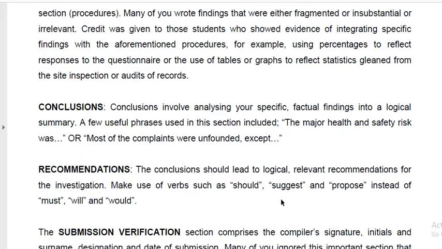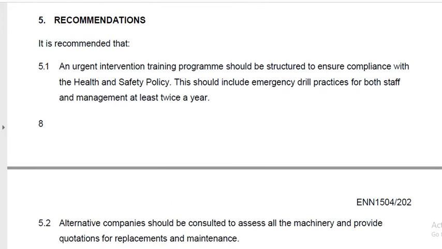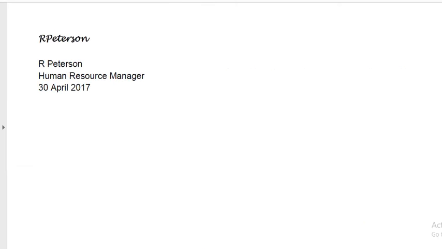Let's go there. Make sure that you continue with your numbering. Number 5, recommendations. It is recommended that an agent intervention training program should be structured to ensure compliance with the health and safety policy. This should include emergency drill practices for both staff and management. You guys, I am seeing answers right here. If you can't see answers well, I don't know. Just take points here. This is the last part where you provide the compiler's details.